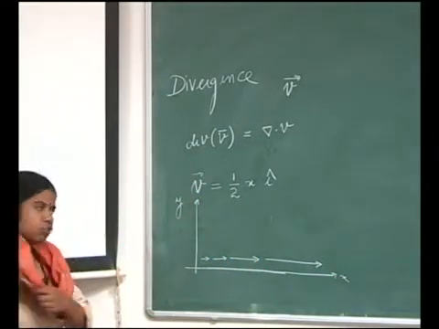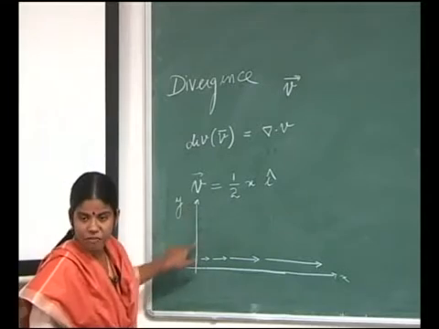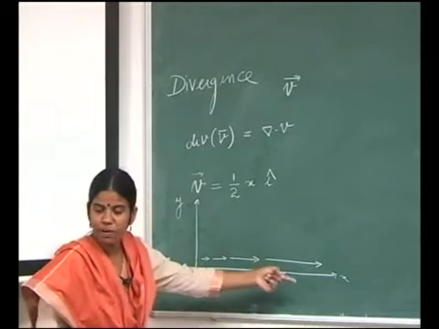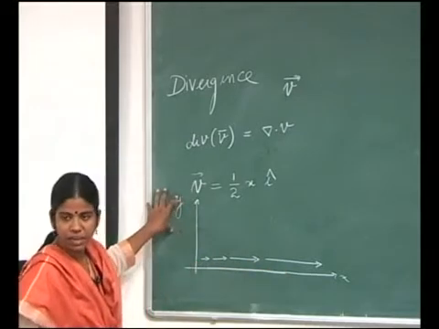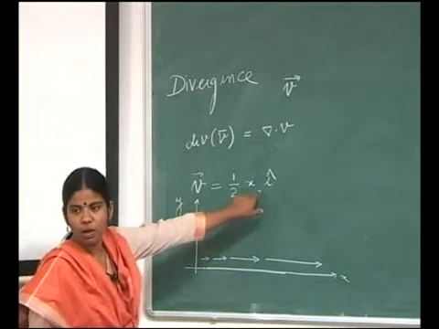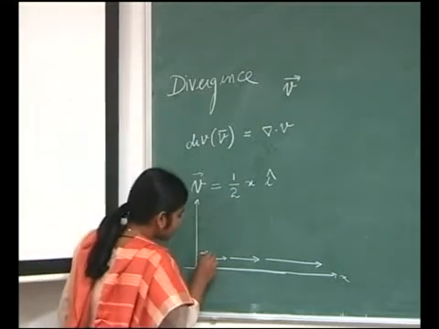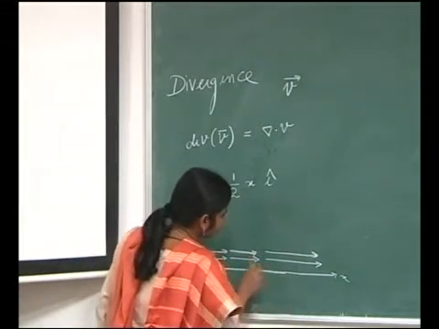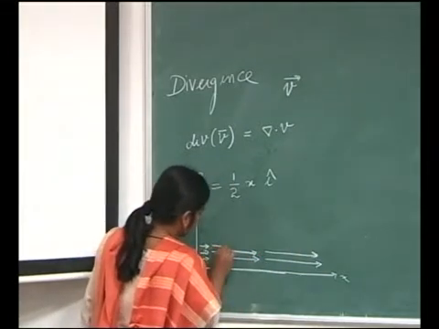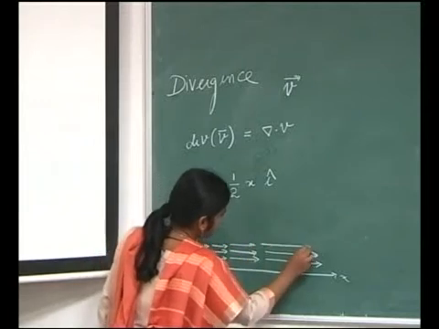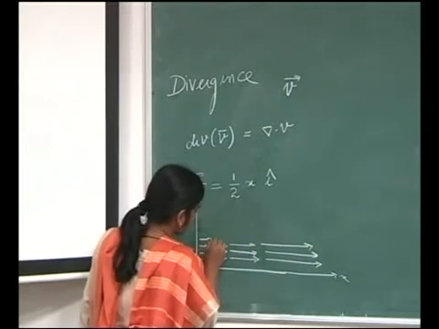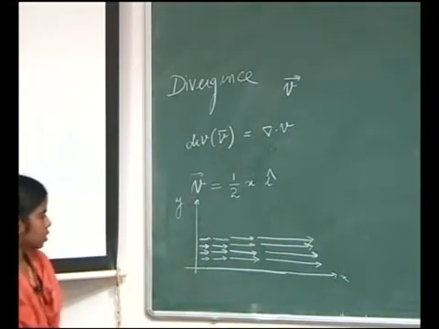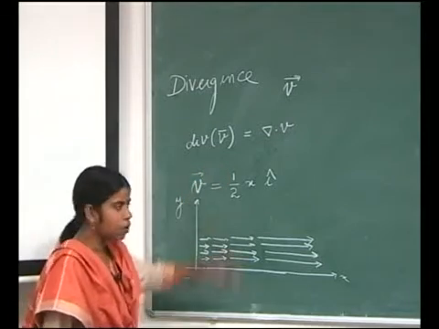And if I move along the y axis, there will be no change in the magnitude of these points, because my given vector field is independent of y, there is no y component. So, I can draw it like this, and this will go on like this over the entire space.